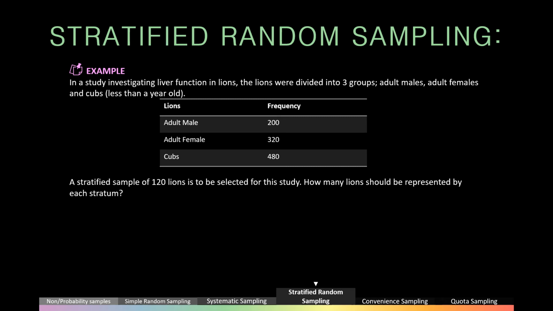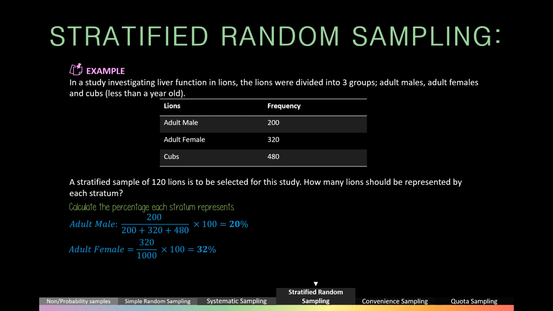So we're going to use the frequencies for each stratum to calculate the percentage that each stratum or each group is contributing to our population. As we can see, adult males contribute 20%, adult females contribute 32%, and cubs are contributing 48%. Just by looking at this, we can see that cubs is actually making up almost half our population.